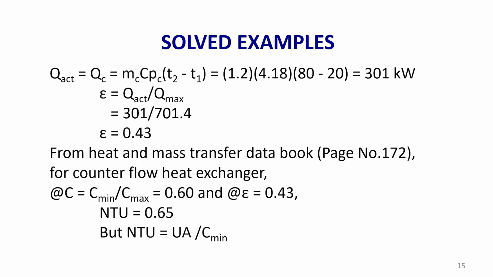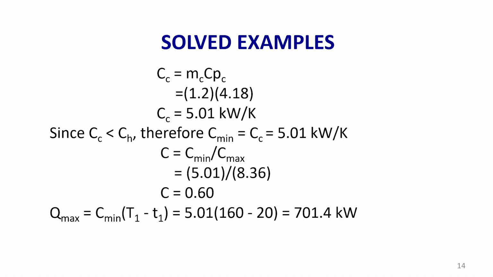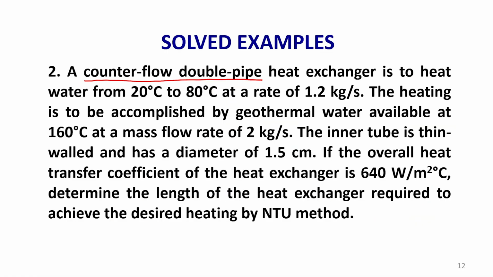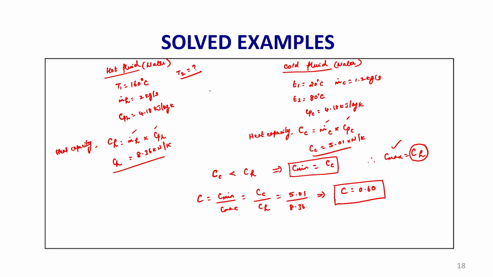Now we have been asked to find the length L. If you want to find the length of the heat exchanger, we should know the surface area, which is pi d l. To find the surface area, I have to use the formula NTU equal to U into A by C minimum. Let me check with the numerical question. U is given, so yes, the overall heat transfer coefficient is given as 640 watt per meter square degree centigrade.